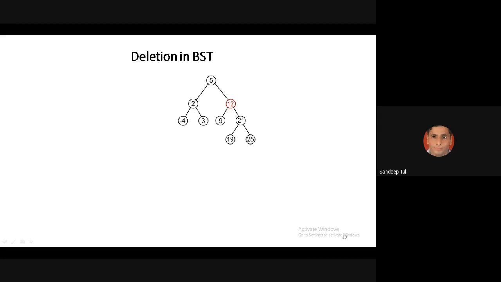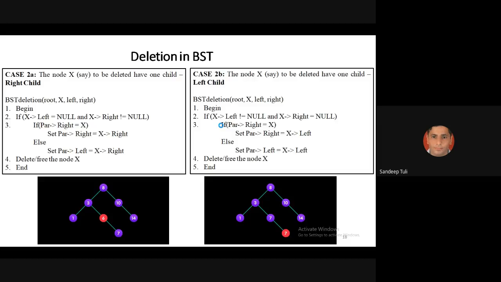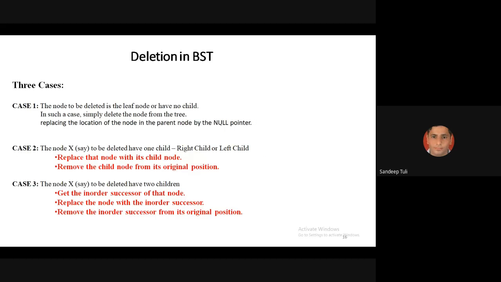So 12 needs to be deleted, which has two children that are 9 and 12. In the last class I discussed that in that case we need to find the in order successor of that node. And how will we identify the in order successor? Can anybody tell me? The in order successor will be the next element of the in order traversal of that tree.